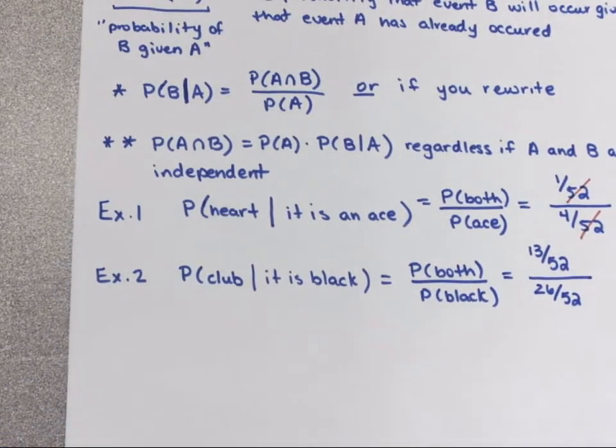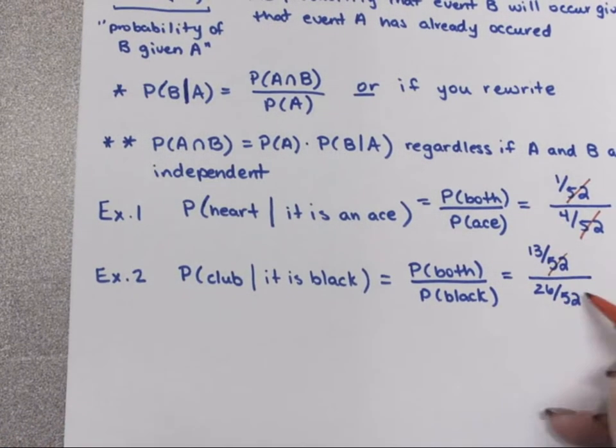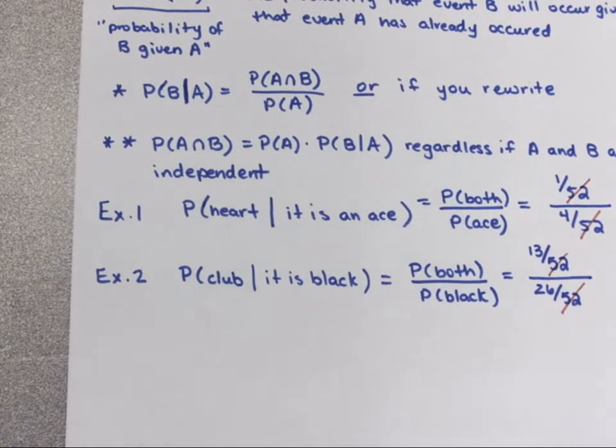And notice again, I'm going to cancel these. Notice in this case it's actually better if I don't have a reduced fraction for these, because I really want both denominators to be 52 so that I can cancel them out. But in the end, you'll get 13 out of 26, and then at this point you can reduce it to 1/2.